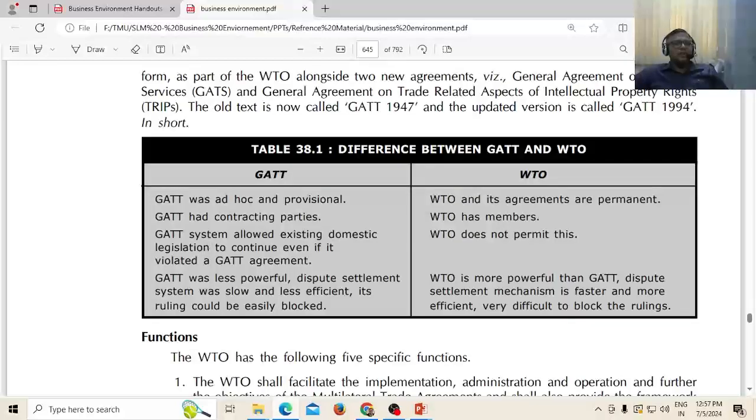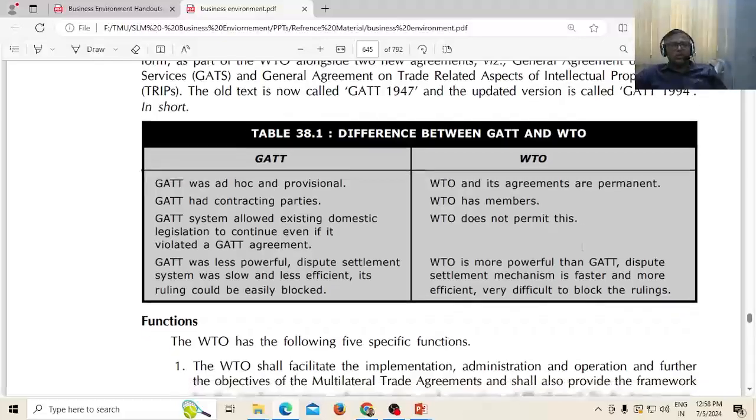The GATT system allowed existing members' legislation to continue even if it violated a GATT agreement, whereas the WTO does not permit this. The GATT was less powerful; its dispute settlement system was slow and less effective, and rulings could be easily blocked. The WTO is more powerful than the GATT. Its dispute settlement mechanism is faster and more efficient, and it is very difficult to block the rulings.